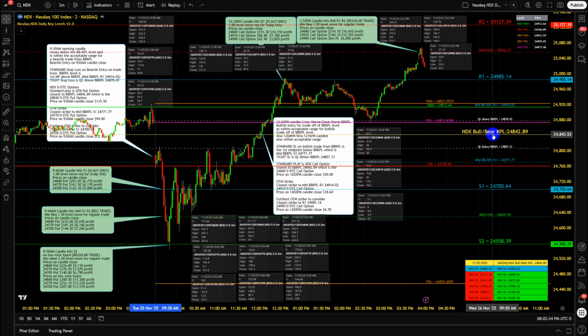Conversely, on a bearish trade from the Bull Bear key price level, the S1 level is your scalp exit, a one level move in your favor on a scalp on a bearish trade from this level. Whereas on a regular bearish trade from the Bull Bear KPL, this mid S1, S2 is 1.5 levels below, and that would be your minimum 1.5 level move in your favor for a regular trade.